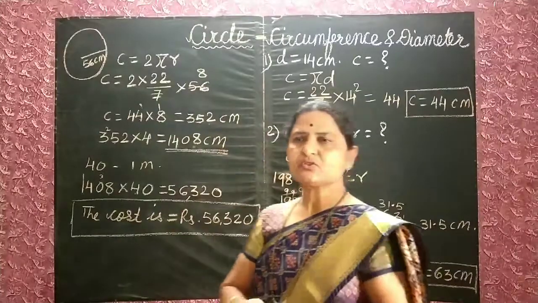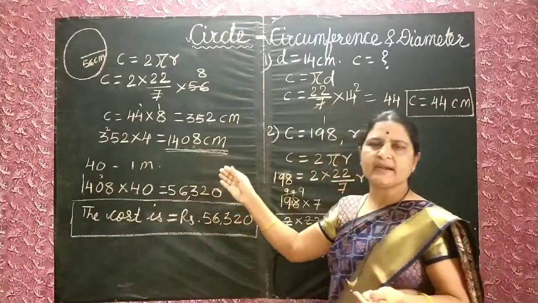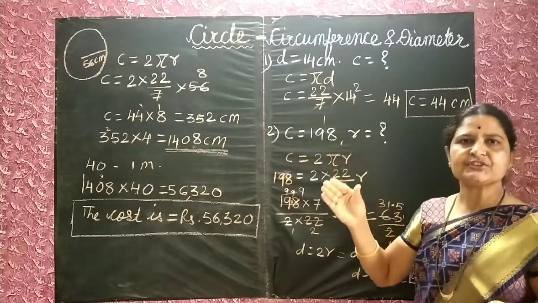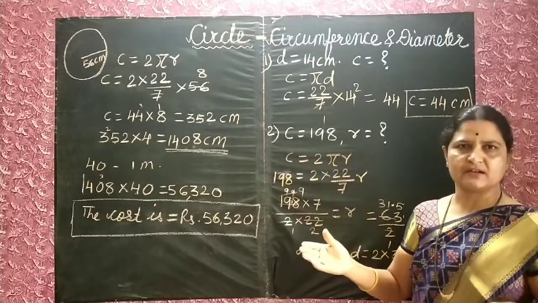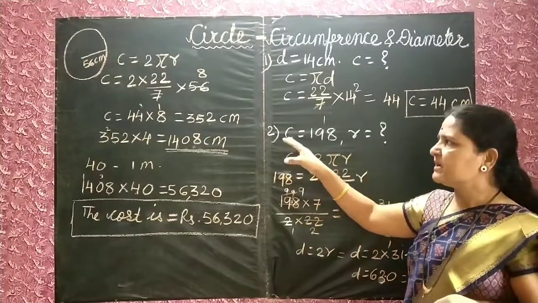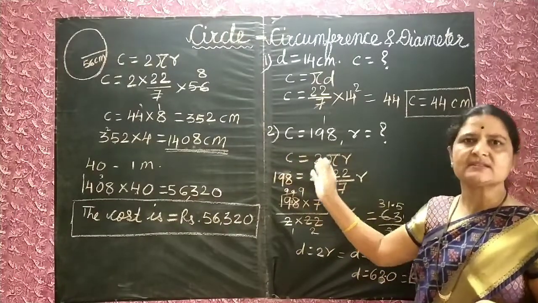Okay students, so you can solve such types of examples. Hope, students, you understood the relationship between diameter and the circumference, and the different types of formulas based on radius, diameter and circumference.